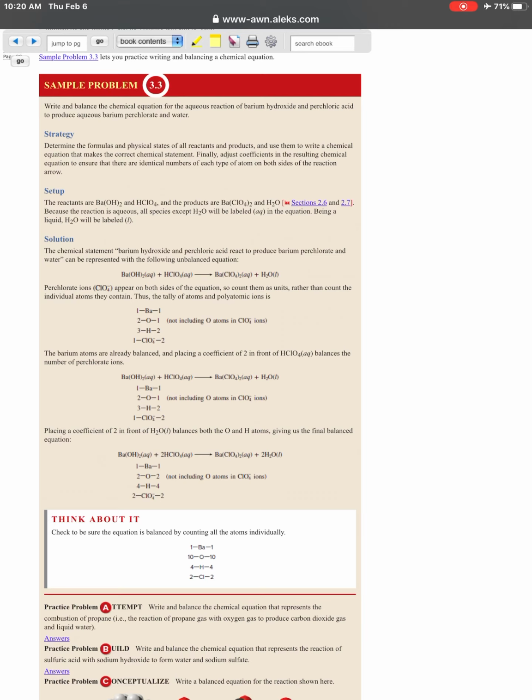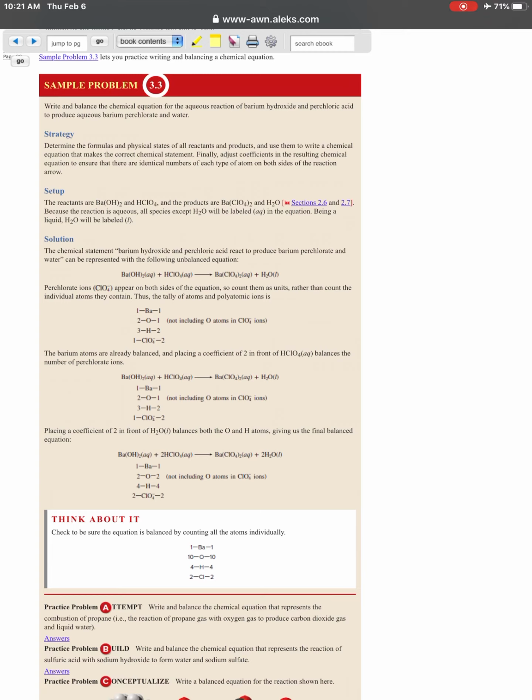Now, the method they suggest in here is to treat the perchlorate, ClO4 minus, as a unit and balance it as specific units. So instead of doing chlorine and oxygen separately, do the perchlorate together. I think that's a good idea with polyatomic ions. So if you have a chemical equation that has SO4, balance the SO4 together, the polyatomic ions. The list of the polyatomic ions is given in chapter 2. So let's do the perchlorate together.